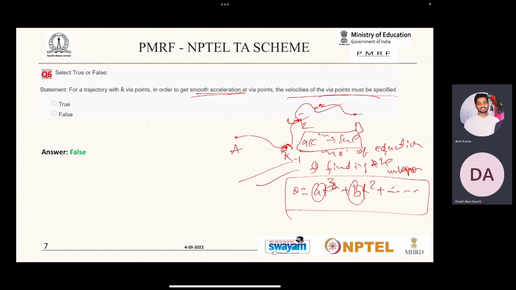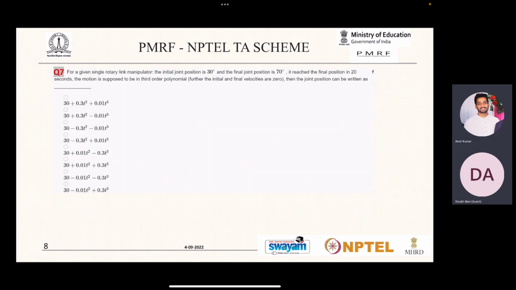So the correct answer for this is false. Now moving forward, we have question number 7. For a given single rotary limb manipulator, the initial joint position is 30 degrees, and the final joint position is 70 degrees. So this is what is given.